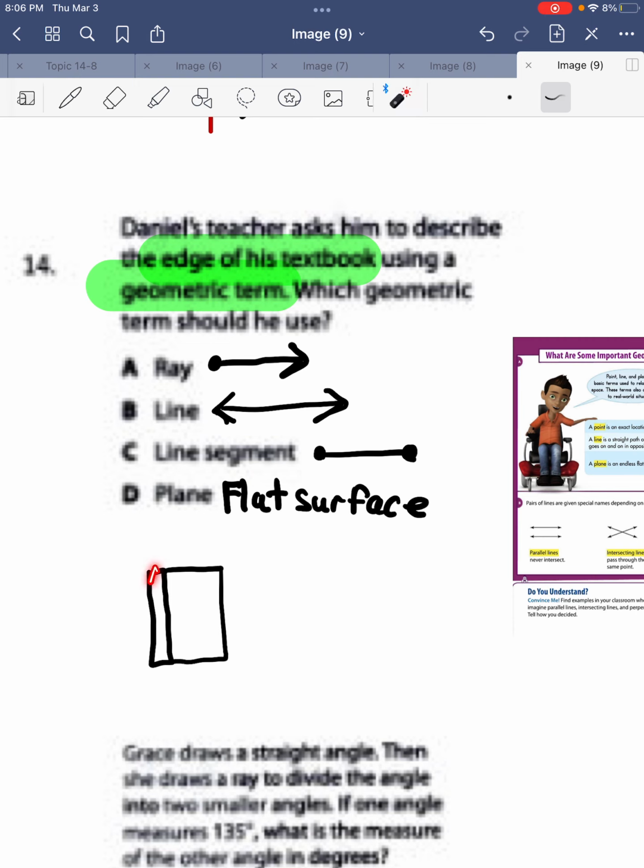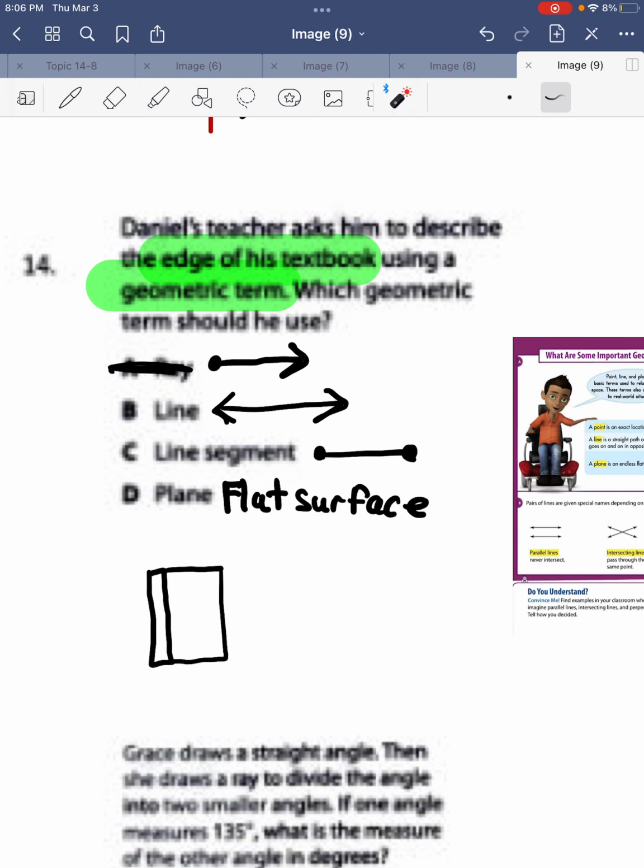So I'm trying to describe this part here, the edge of the book. A ray has an ending point, but this arrow goes on and on. My edge here does not continue to go on and on. So it cannot be A.